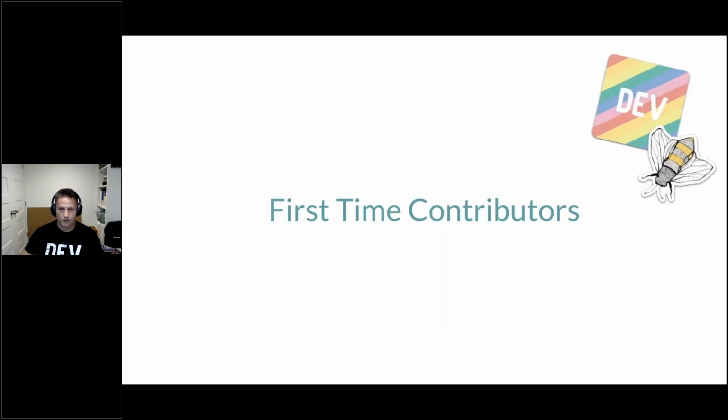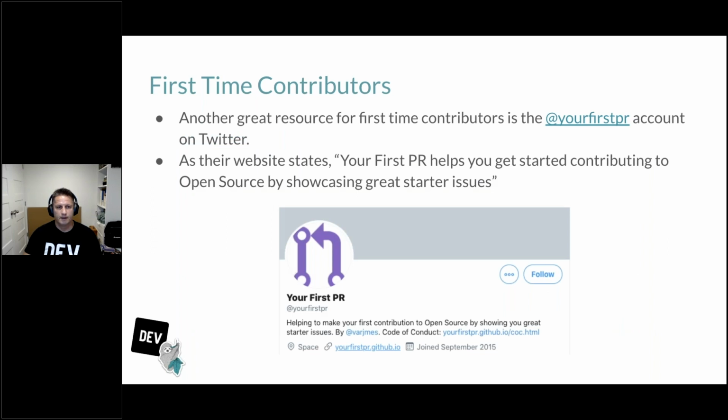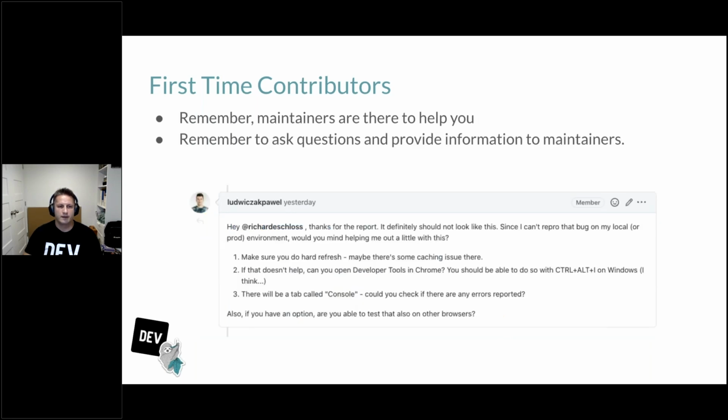All right, let's talk first-time contributors. Aside from exploring GitHub, check out the Good First Issue site at goodfirstissue.dev. Another great resource for first-time contributors is the @YourFirstPR account on Twitter. As the website states, Your First PR helps you get started contributing to open source by showcasing great starter issues. Also, when searching for an issue in a repository, look for labels like Good First Issue. Remember, maintainers are there to help you. Remember to ask questions and also provide information to maintainers that may be relevant.